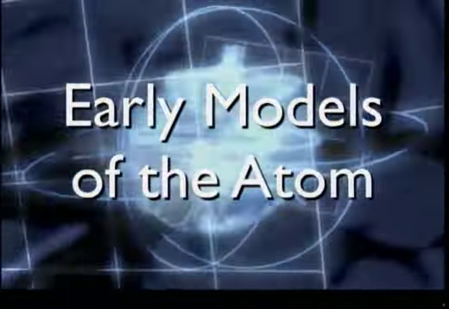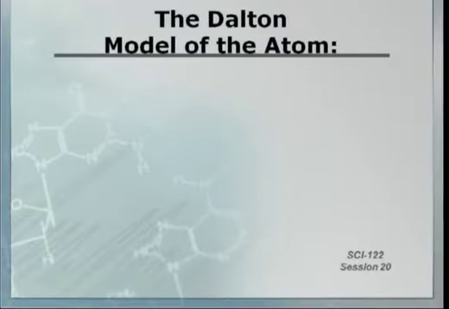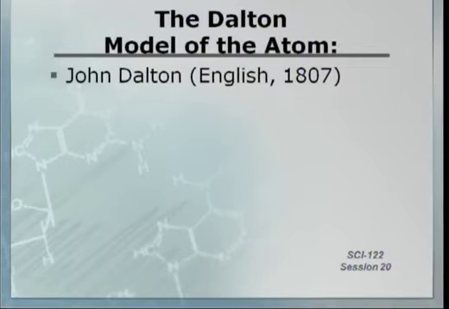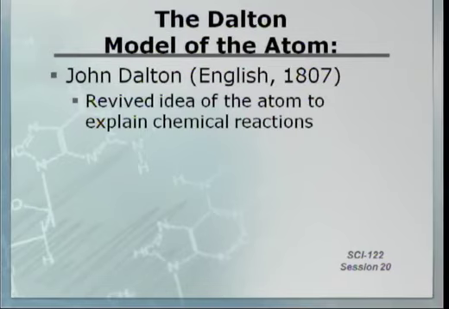What was our early view for what atoms look like? Now, one of the first to revive the idea of the atomic model was a scientist by the name of John Dalton. So let's see what he came up with. In this case, let's take a look at the Dalton model of the atom. John Dalton was an Englishman. He lived around the 1800s, so around early 1800, he revived the idea of the atom to explain chemical reactions.